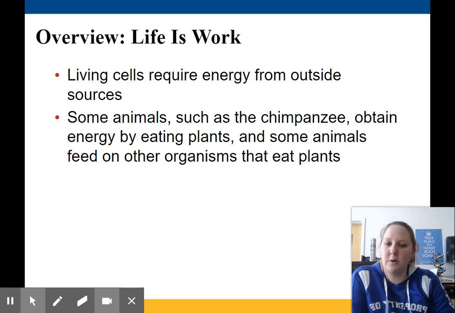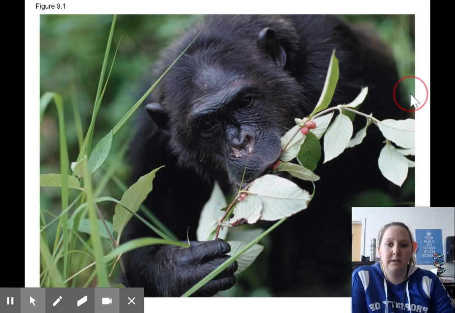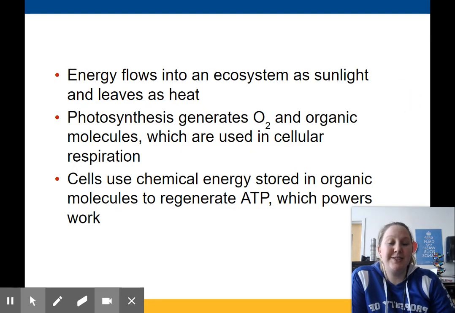Some organisms that we know as producers are able to make their own food, while most animals, like a chimpanzee, obtain their energy by eating plants and other organisms in order to obtain that energy. Energy flows into the ecosystem first as sunlight, and then it leaves the ecosystem as heat or radiation.